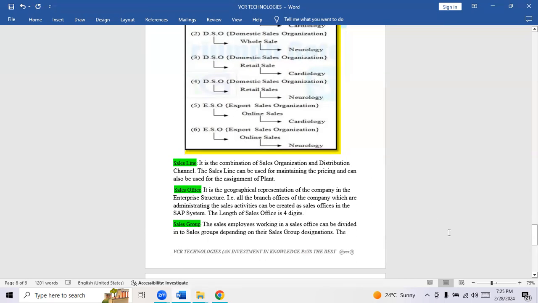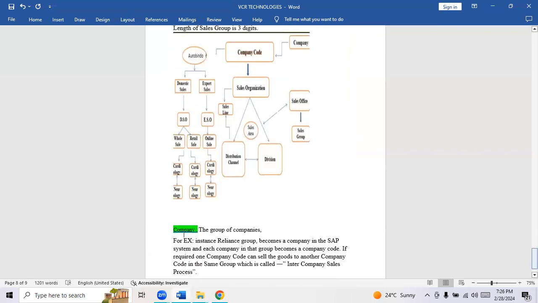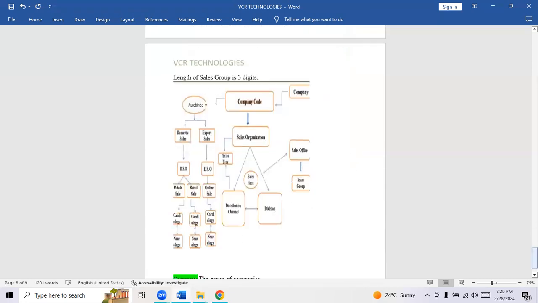Next, sales group. The sales employees working in the sales office. Sales means there are a number of sales employees. All sales employees working in a sales office can be divided into sales groups depending on the sales group designations. That is sales group.